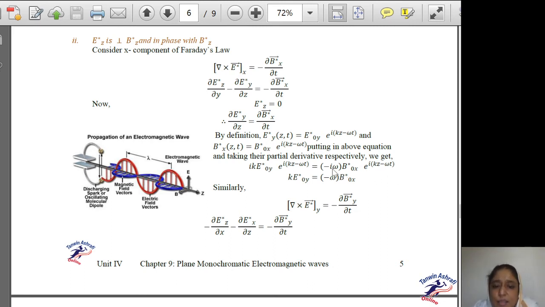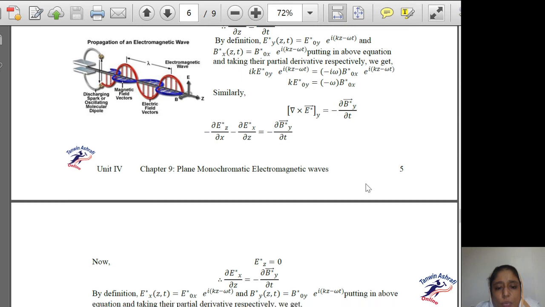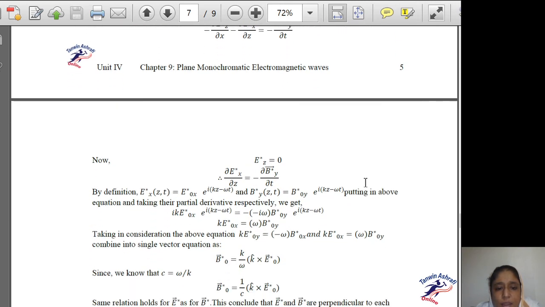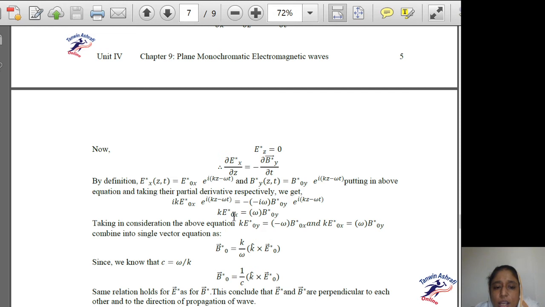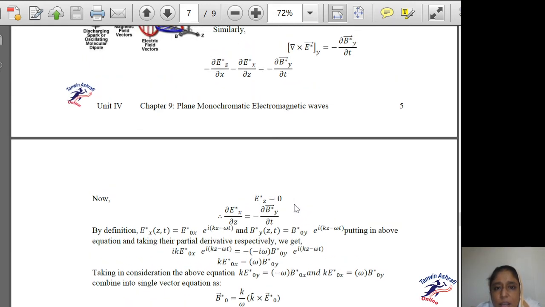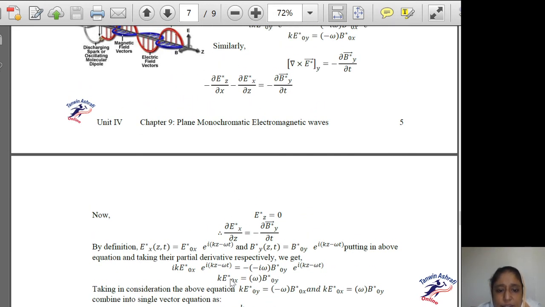If we cancel the exponential term on both sides, and the imaginary term i, we will get k E0y is equal to minus omega B0x. Similarly, if we see for the y component, we will get the result as k E0x is equal to omega B0y. Here you can see only the minus sign is different. Otherwise, the similarity is the same.